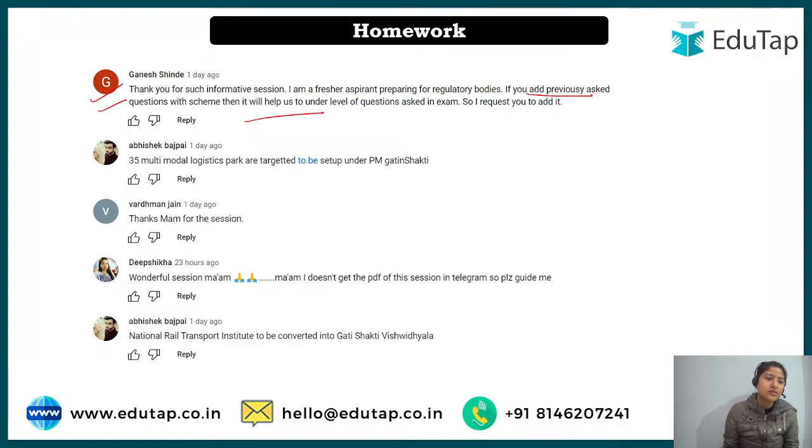And Abhishek has added value to the scheme we discussed, Gati Shakti: that 25 multimodal logistics parks are being targeted to be set up under PM Gati Shakti, and also that the National Rail Transport Institute is now converted into Gati Shakti Vishwavidyalaya.